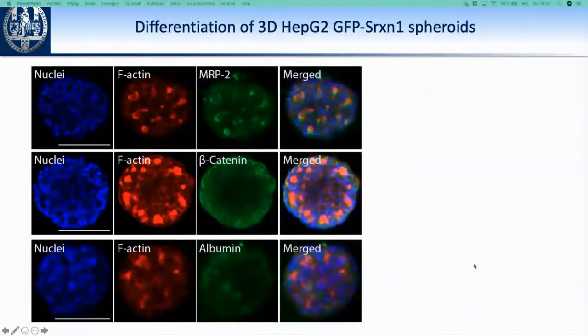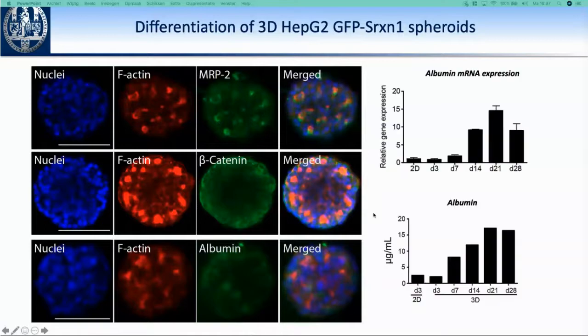And we also looked at the differentiation status of these 3D Hep2 spheroids. We could see that they show an increased expression of albumin and also secretion of albumin, indicating that they have an enhanced differentiation state compared to the 2D state of these Hep2 cells.